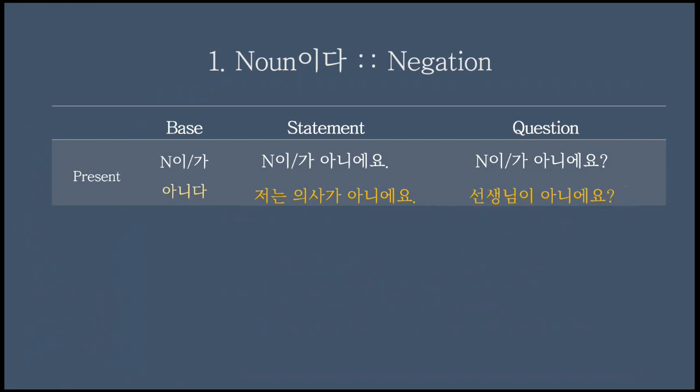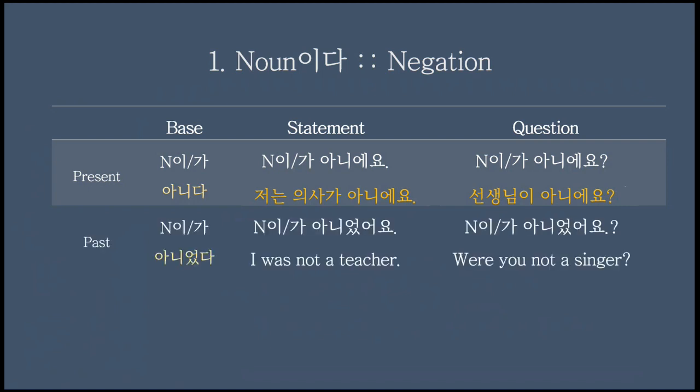선생님이 아니에요. Again, subjects hidden. 자, let's talk about the past tense. 자, 아니다 becomes 아니었다 with the particle for the past tense. So conjugated form, 아니었어요. How would you say, I was not a teacher? 저는 선생님이 아니었어요.